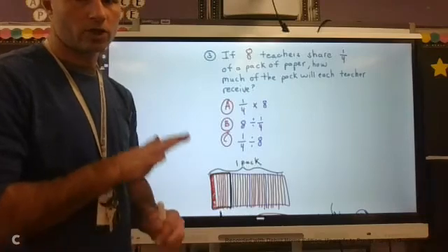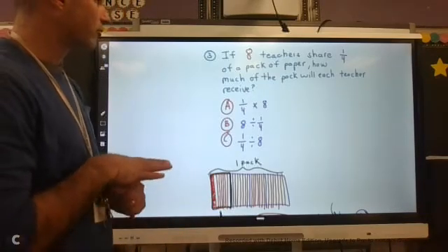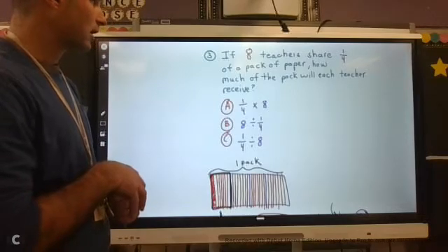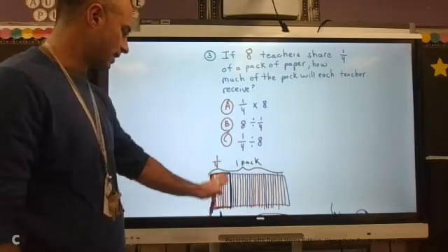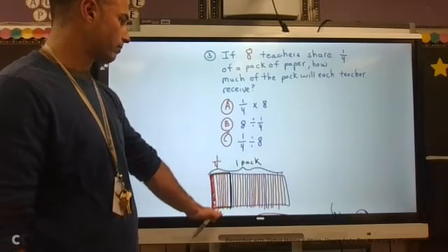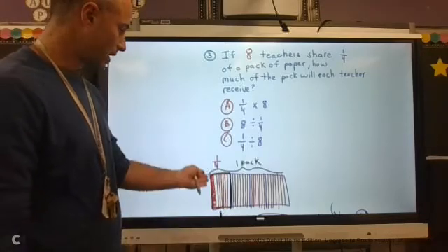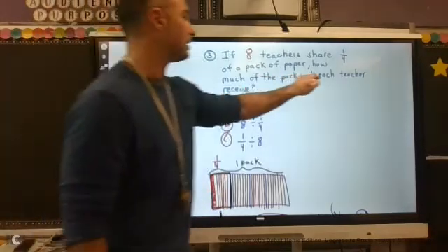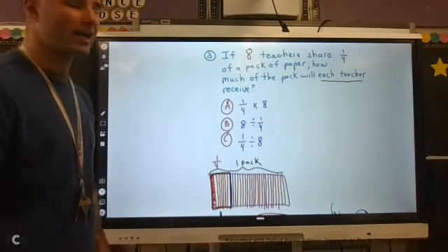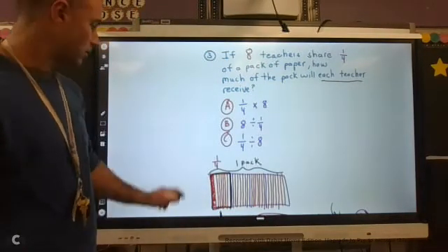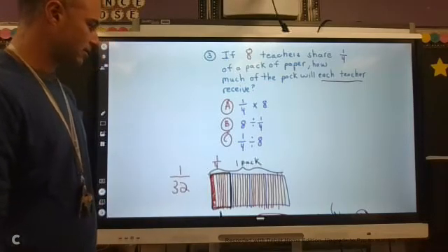So here's the picture you should have come up with. If 8 teachers share 1/4 of a pack of paper, okay, how much? They're only sharing this pack right here, this part right here. That's it. They're sharing that. And 8 of them are sharing that. So I want to know how much will each teacher get. Each teacher is going to get that piece right there. What is that piece? What's 1/32 of a pack?